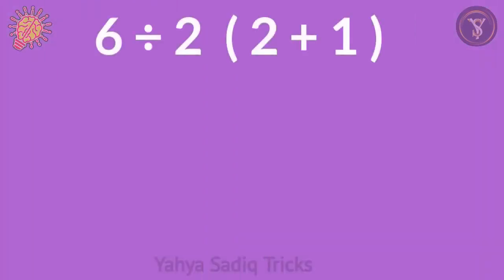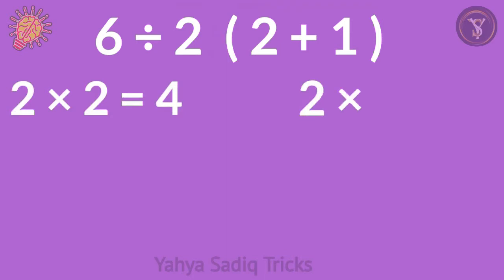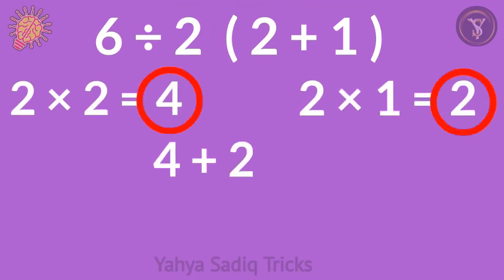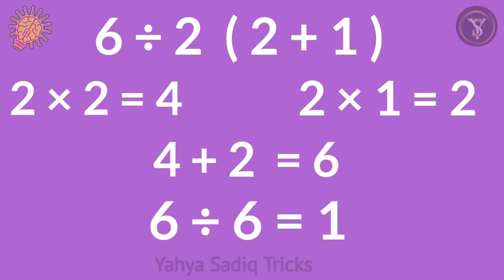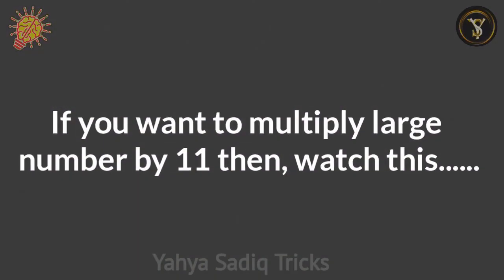First of all, we will multiply this 2 by the whole bracket. So 2 multiplied by 2 is equal to 4, and 2 multiplied by 1 is equal to 2. Then add 4 plus 2, which is 6, and 6 divided by 6 is equal to 1. So we are correct. If you want to multiply a large number by 11, then watch this.